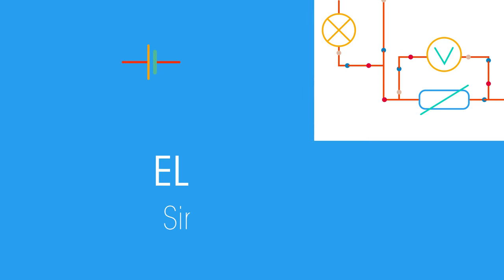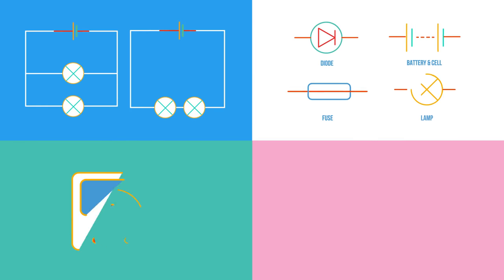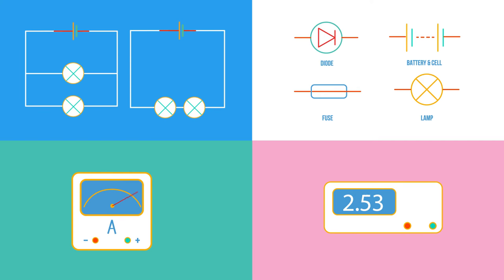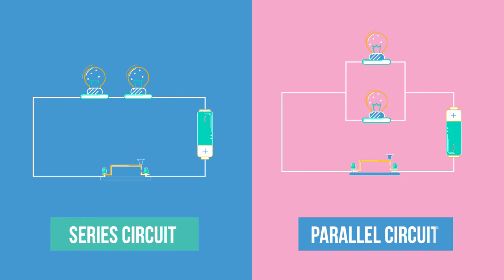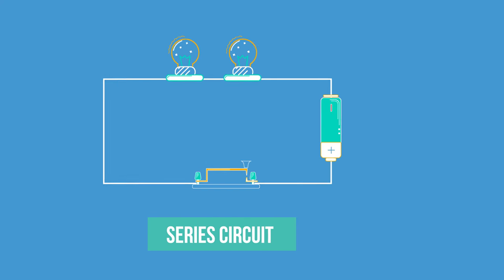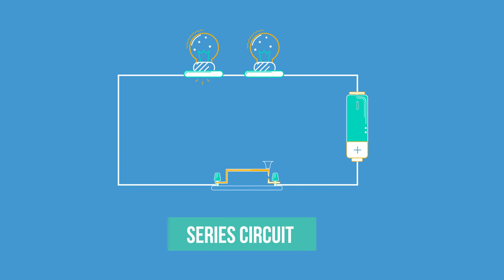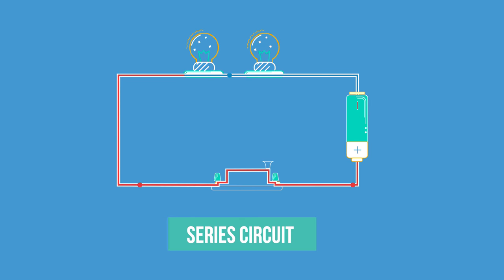In this video, we're going to learn about types of circuits, how to draw them, and how to measure current and voltage in a circuit. There are two types of electrical circuits, series circuit and parallel circuit. In a series circuit, the components are connected end to end, one after the other. They make a simple loop for the current to flow round.